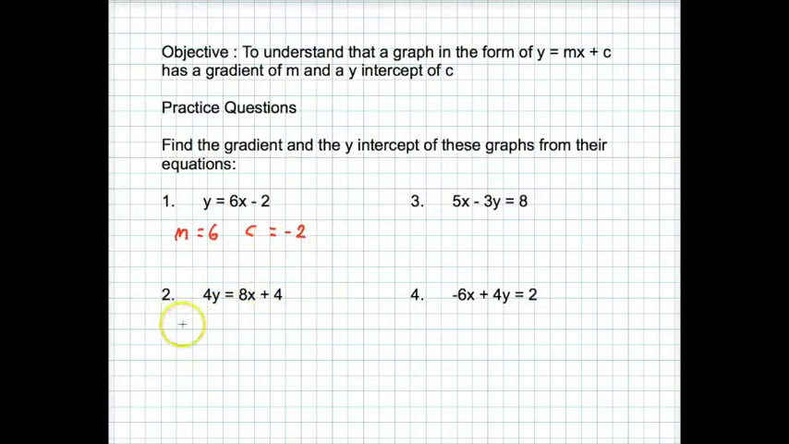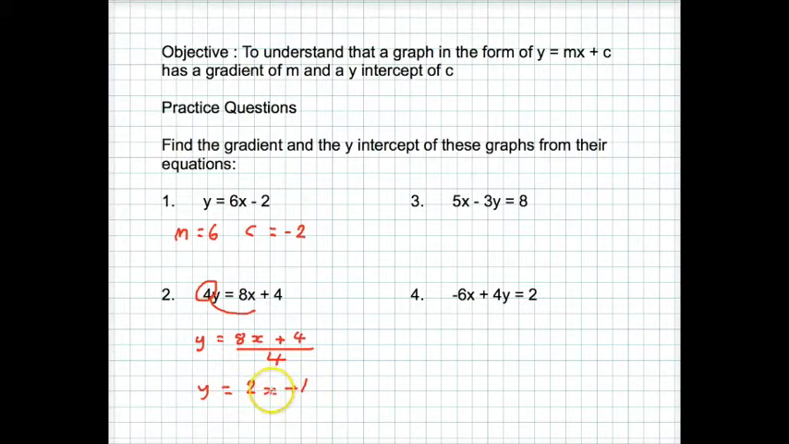Second one, a little bit more complicated because we haven't got it in this format. We need to change it so it's in the format y equals mx plus c. This one's pretty simple because we've got this 4 here. All I need to do is move the 4 over, and because we're timesing this side, we'll divide by 4 on the other side. So we end up with y equals 8x plus 4, all divided by 4. If we then simplify that, divide through by 4, we end up with y equals 2x plus 1.